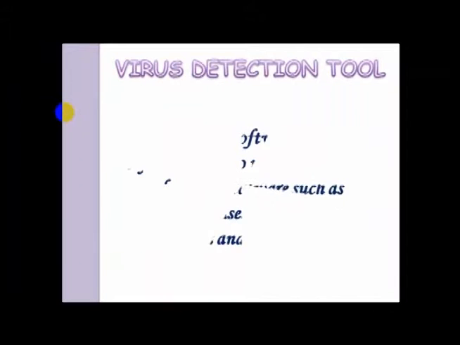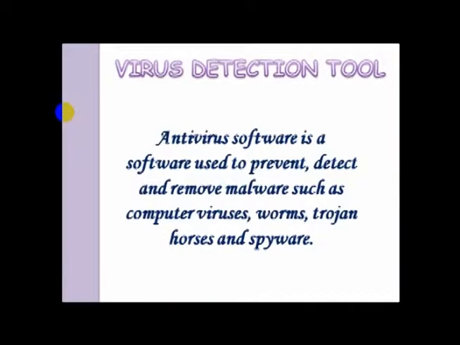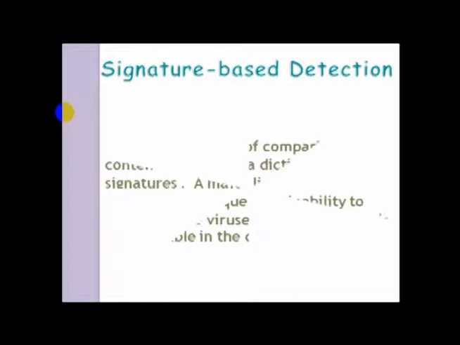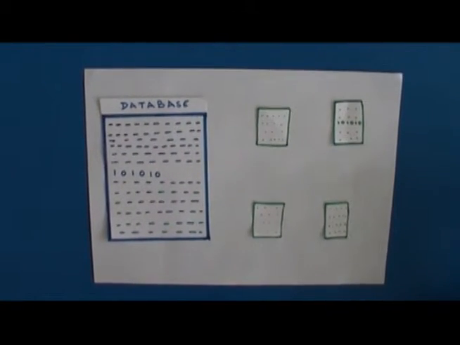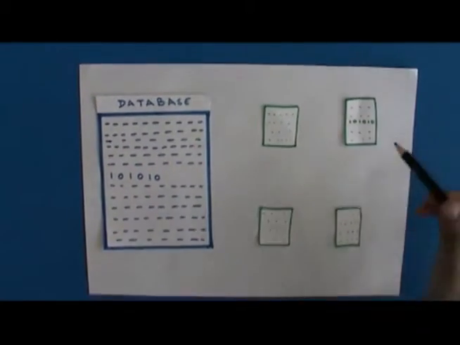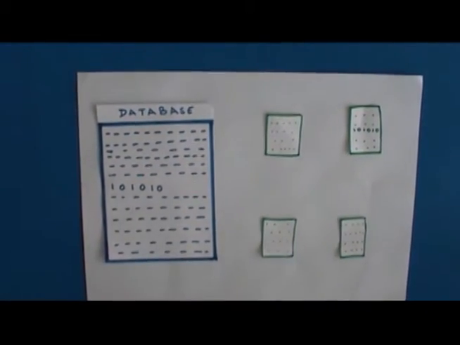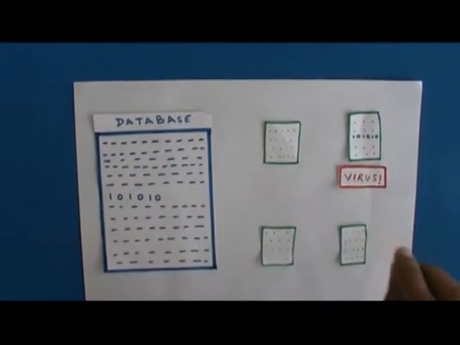Virus detection tool. Antivirus is software used to prevent, detect, and remove malware such as computer viruses, worms, Trojan horses, and spyware. Signature-based detection. It uses the method of comparing the contents of a file to a dictionary of virus signatures. A major limitation of this detection technique is its inability to identify those viruses whose signature is not available in the dictionary. For example, if the signature of a virus is 101010 and this signature is present in the dictionary of the antivirus, whenever it matches any file, that file will be considered a virus.